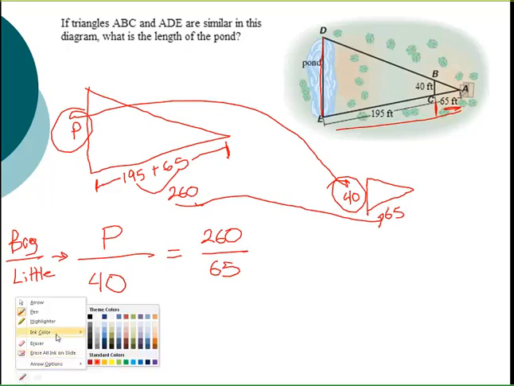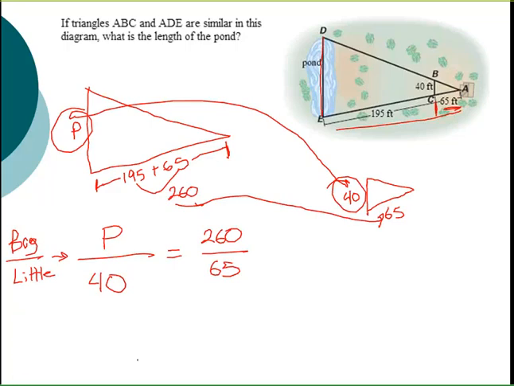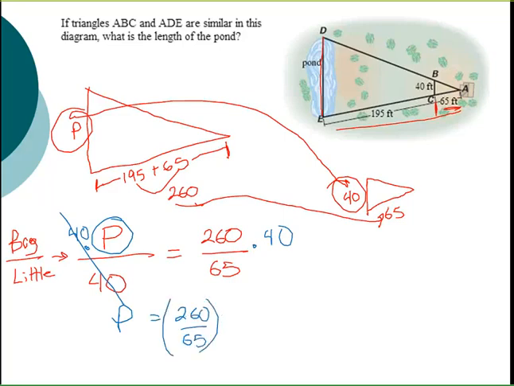If I set it up this way, I put my corresponding parts over top of each other, it allows me to solve for a missing part. So if I multiply 40 to both sides, it allows me to get the answer for P. So P is going to be equal to 260 divided by 65 times 40. And then you just type that into your calculator and you'll know what P is. So I take 260 divided by 65, and that gave me 4. So 4 times 40 gives me 160. So the distance across this pond is 160 feet.